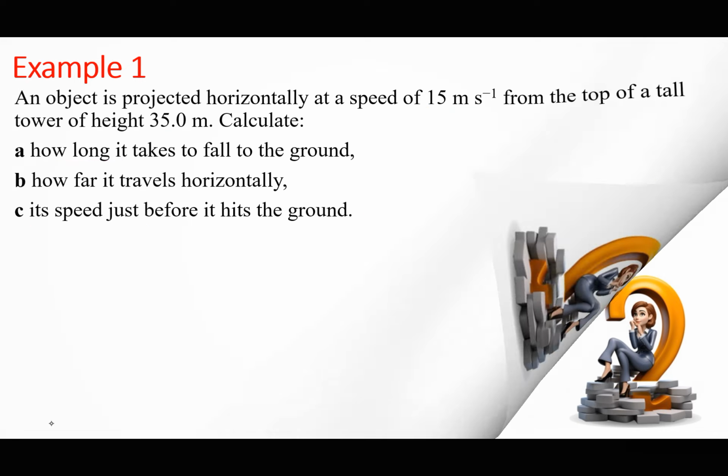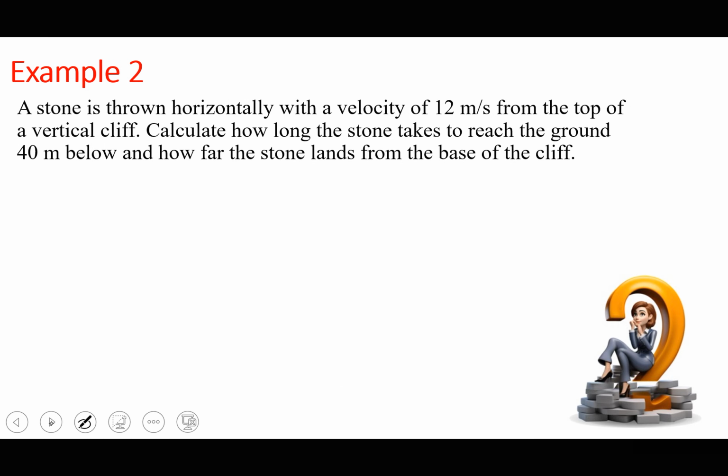Let's see if there is another example. Example number 2: a stone is thrown horizontally with a velocity of 12 meters per second from the top of a vertical cliff. Calculate how long the stone takes to reach the ground, 40 meters below, and how far the stone lands from the base of the cliff.